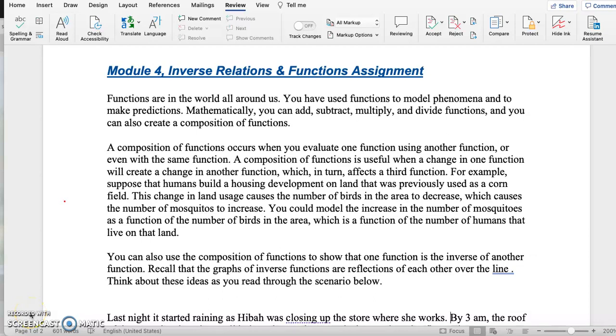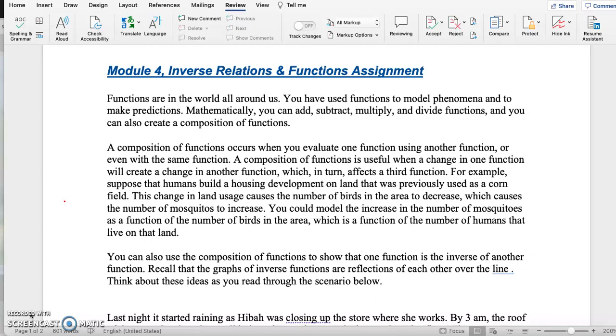All right, I'm just going to review with you some helpful tips and tricks on completing your next assignment. So functions are in the world all around us. We know that mathematically we can add, subtract, multiply, and divide them, but they also represent or model different situations, and they help us make predictions.